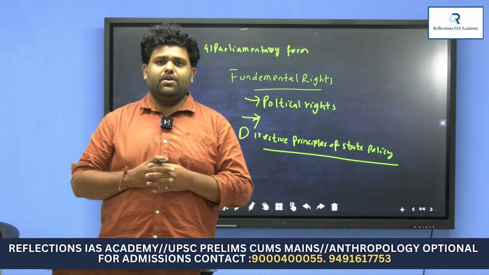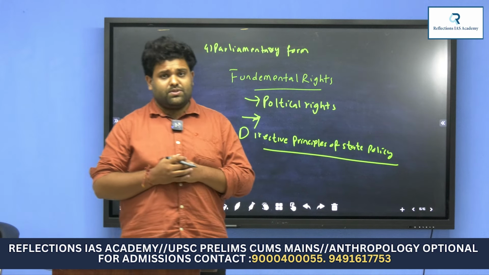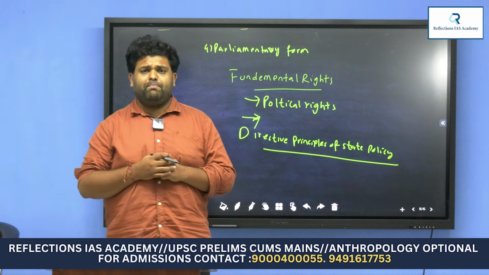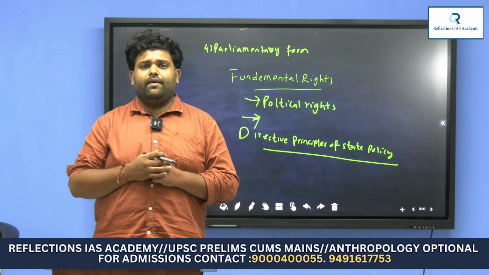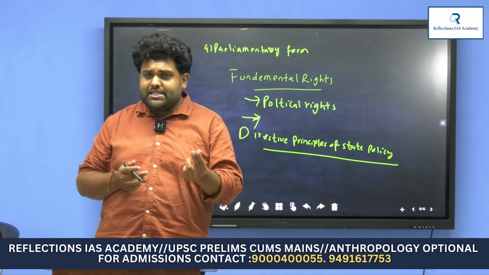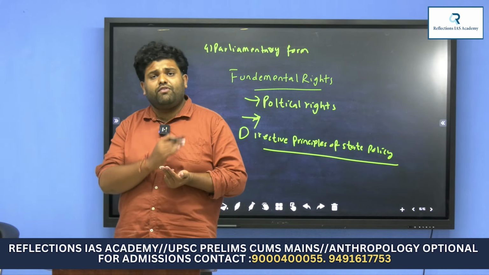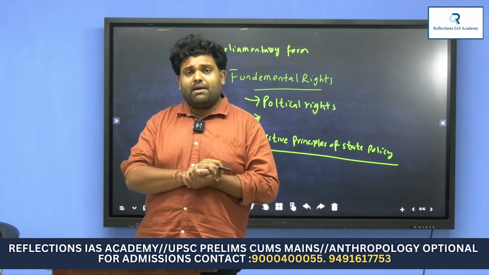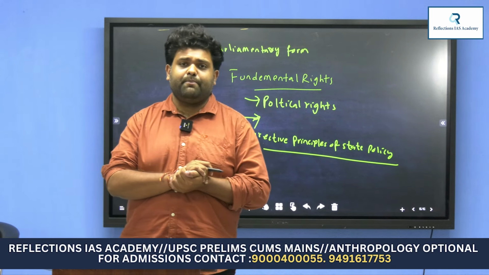And then you have social principles. Social principles are like uplifting of the weaker sections of people, for example SC/ST, and also ensuring that every child gets free, basic and compulsory education from the age of 6 to 14. So all these things come under Directive Principles of State Policy.